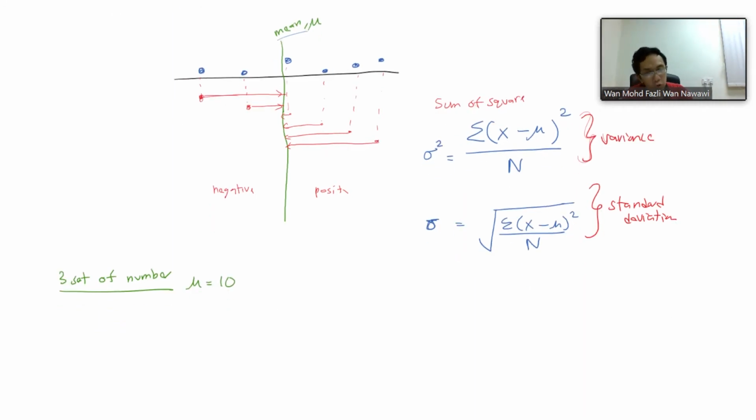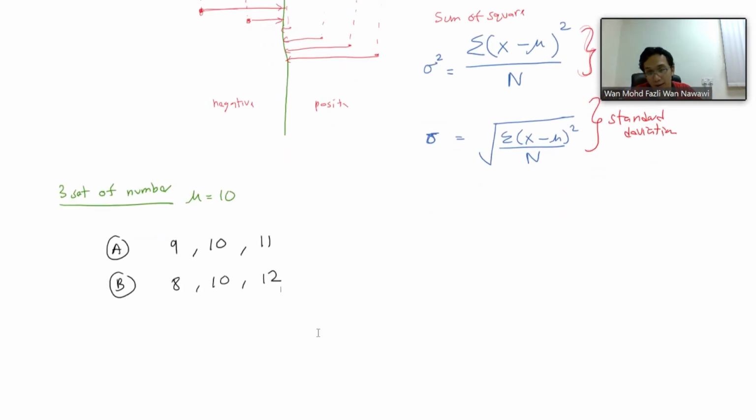Okay, so you can choose any set of numbers. For example, let's make it simple: 9, 10, 11. So the average is 10. So this is set number 1. Let's say set number 2, I can put 8, 10, and 12. That also gives you what we call the mu, the average, which is also 10.